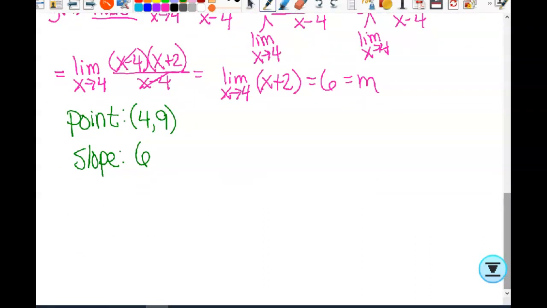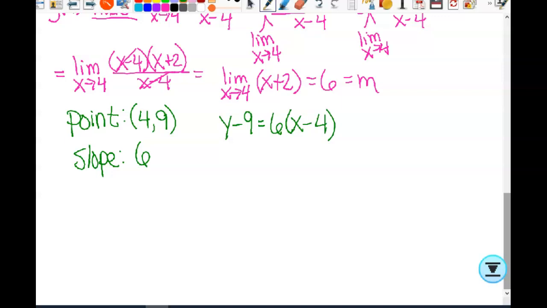If you have an ordered pair and you have a slope, is writing the equation of a line easy? Yes. Do we care about the y-intercept? No. What kind of line do we write? Point slope. So that means I do y minus what? 9 equals 6 times x minus 4. And we're done.